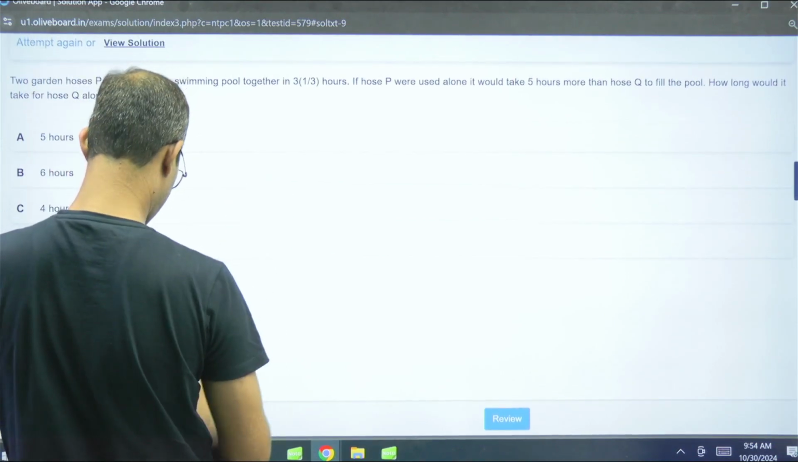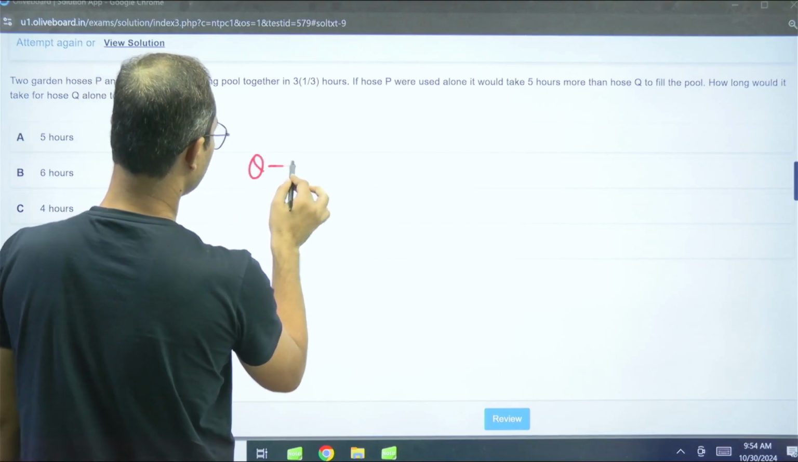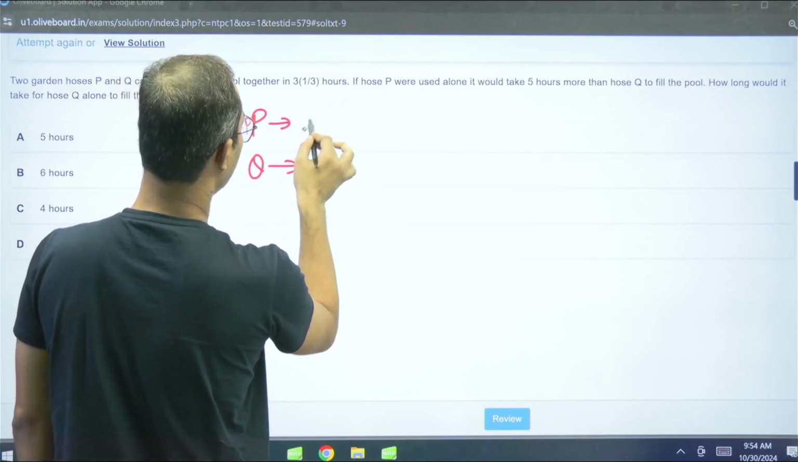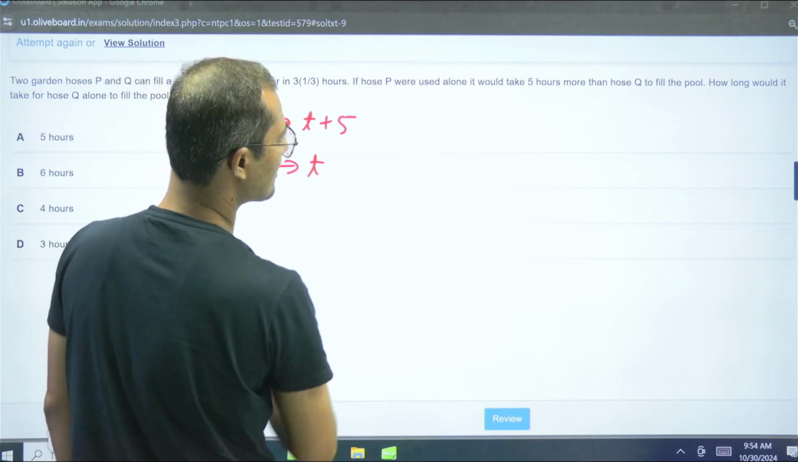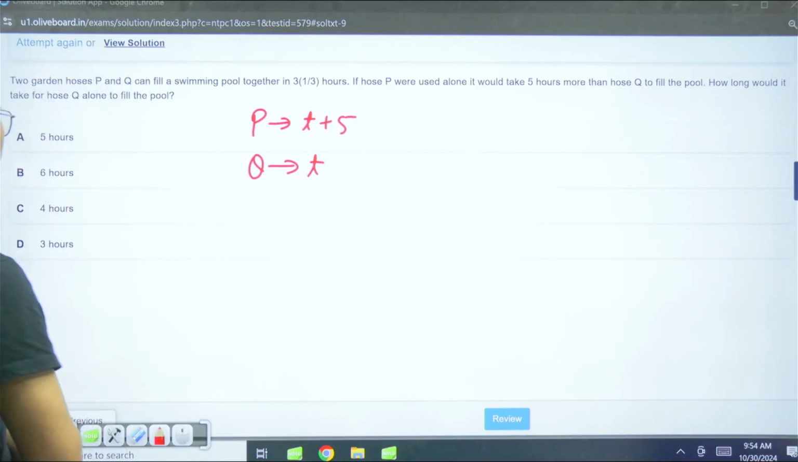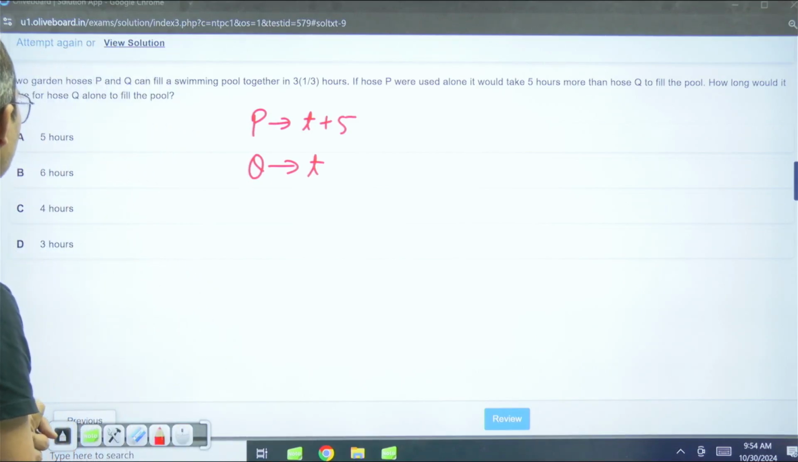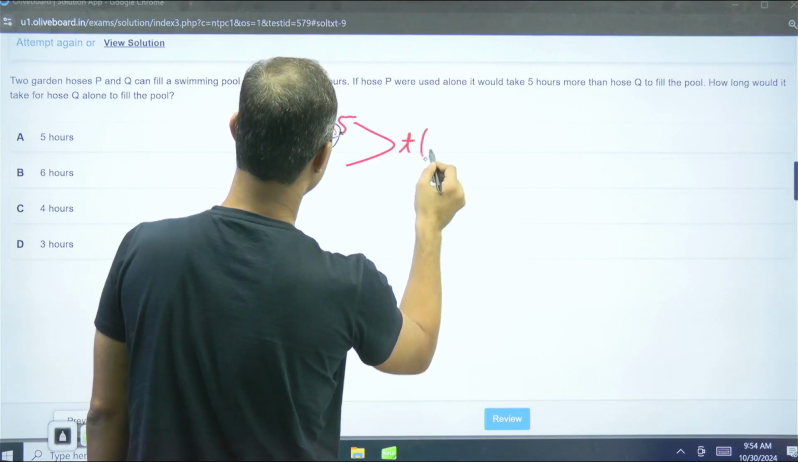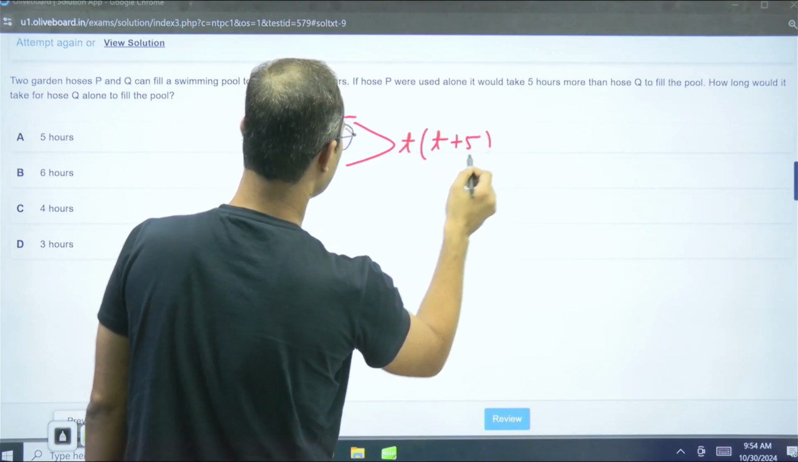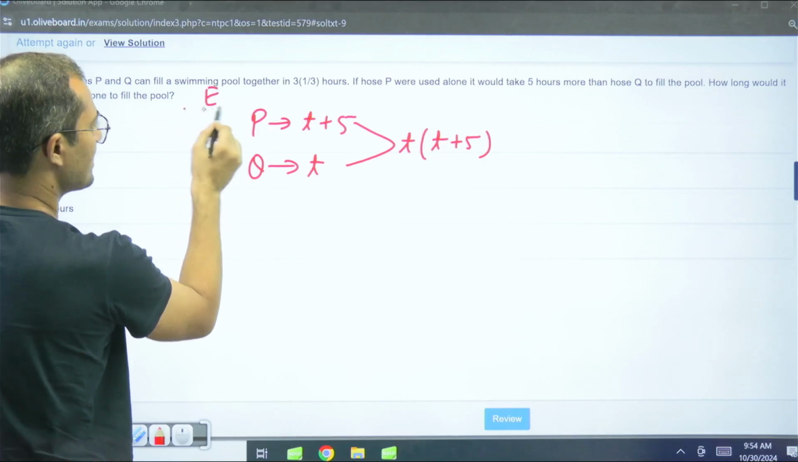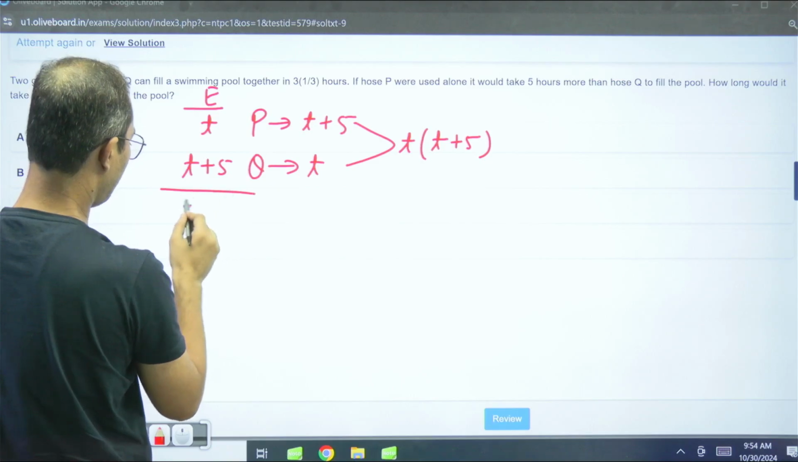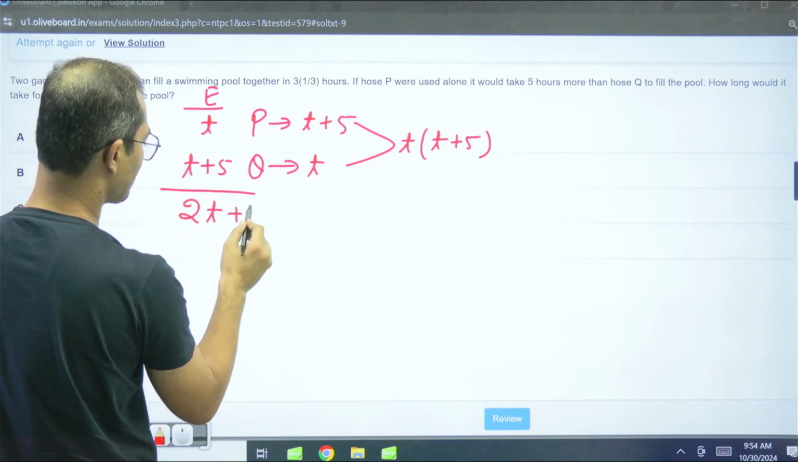If Q is taking T time, right? So P is going to take how much? 5 hours more, right? Is this clear? So how long would it take for hose Q to fill the pool? We can say that the LCM of this is equal to T bracket T plus 5. What would be the efficiency? The efficiency would be T plus 5 and T. So together they can complete in 2T plus 5, right?